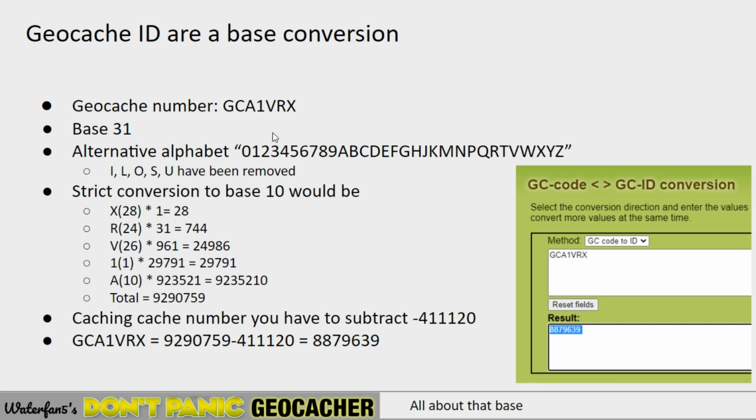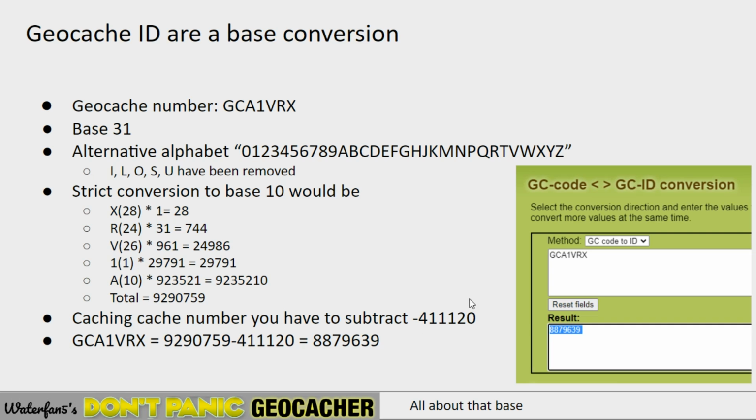Meaning that if we take this number, X is the 28th letter in this alphabet, because we only have base 31, from 0 to 31, so this is 28. R is 4 down, so 24, but of course now times the 31. And then V, 2 further, 26, times 31 times 31, which is 961, and so on. If we do that, we get this number.